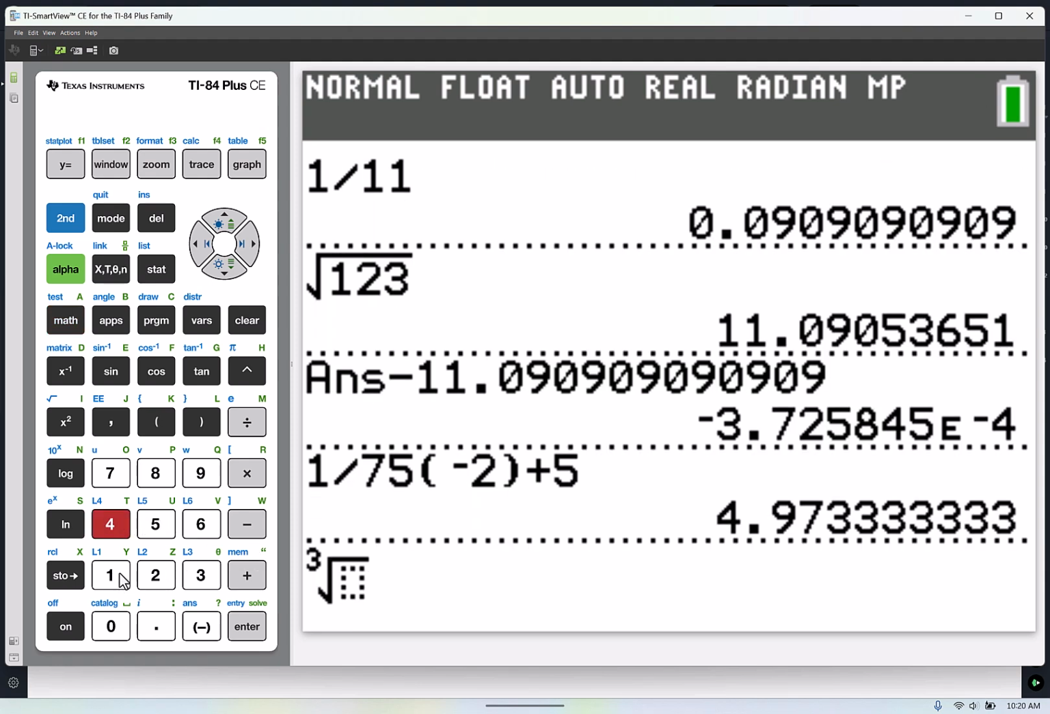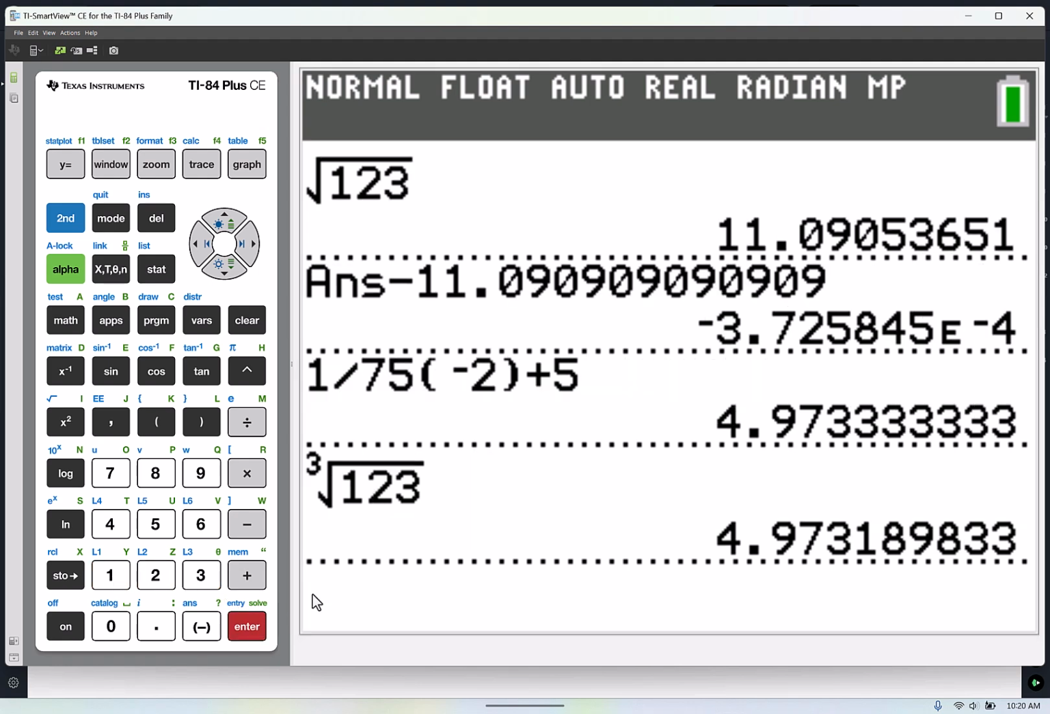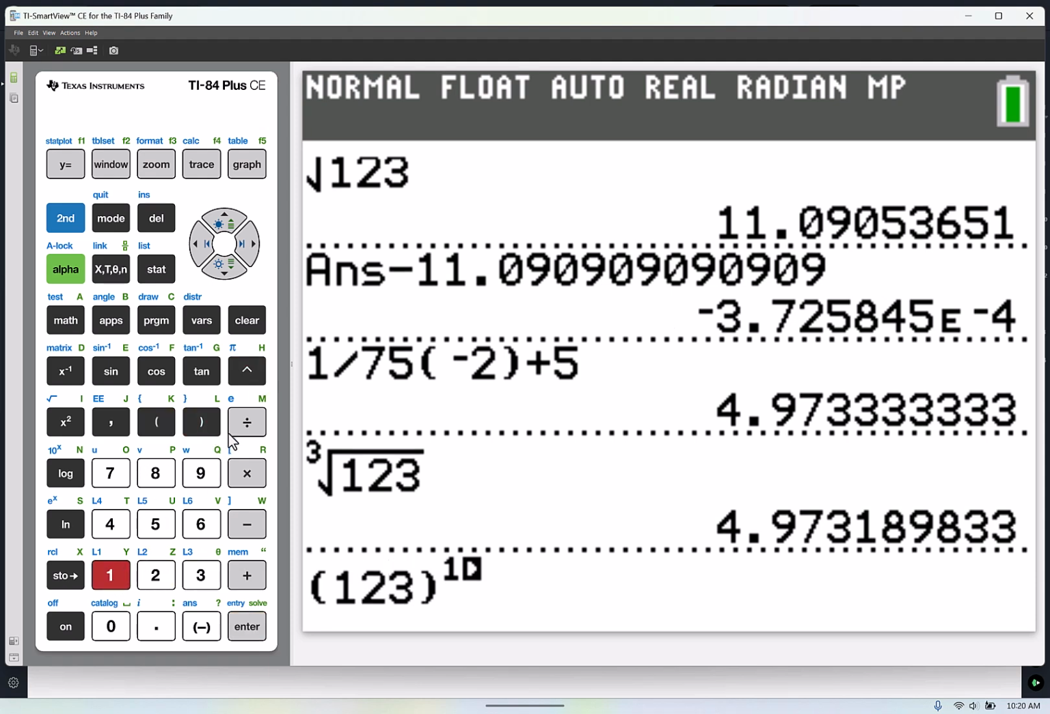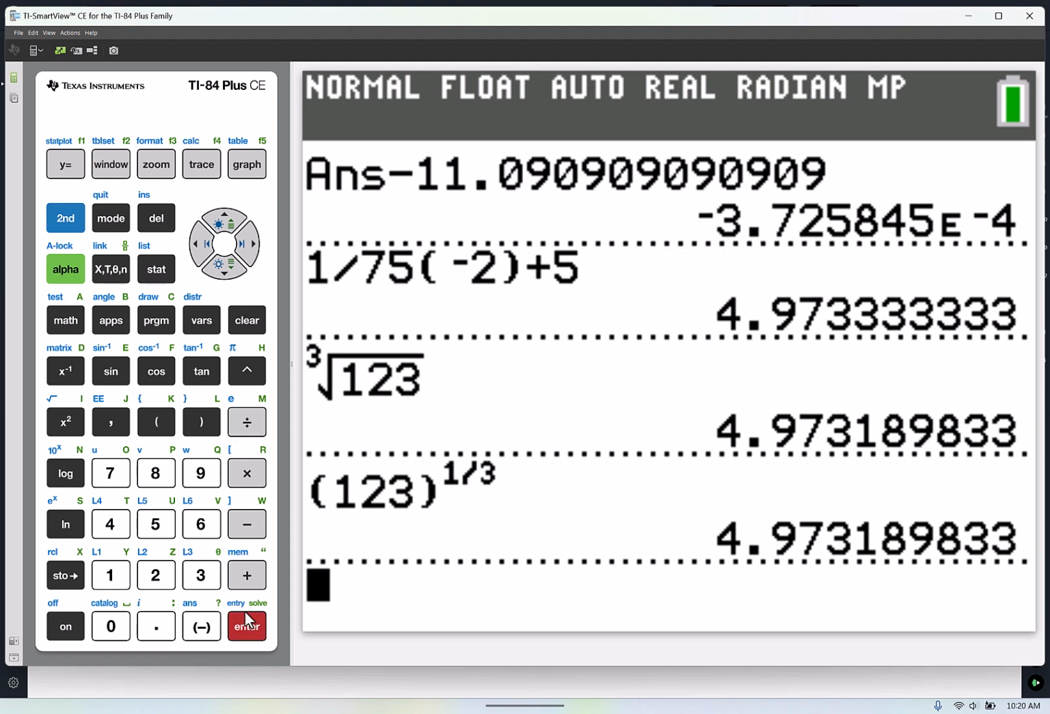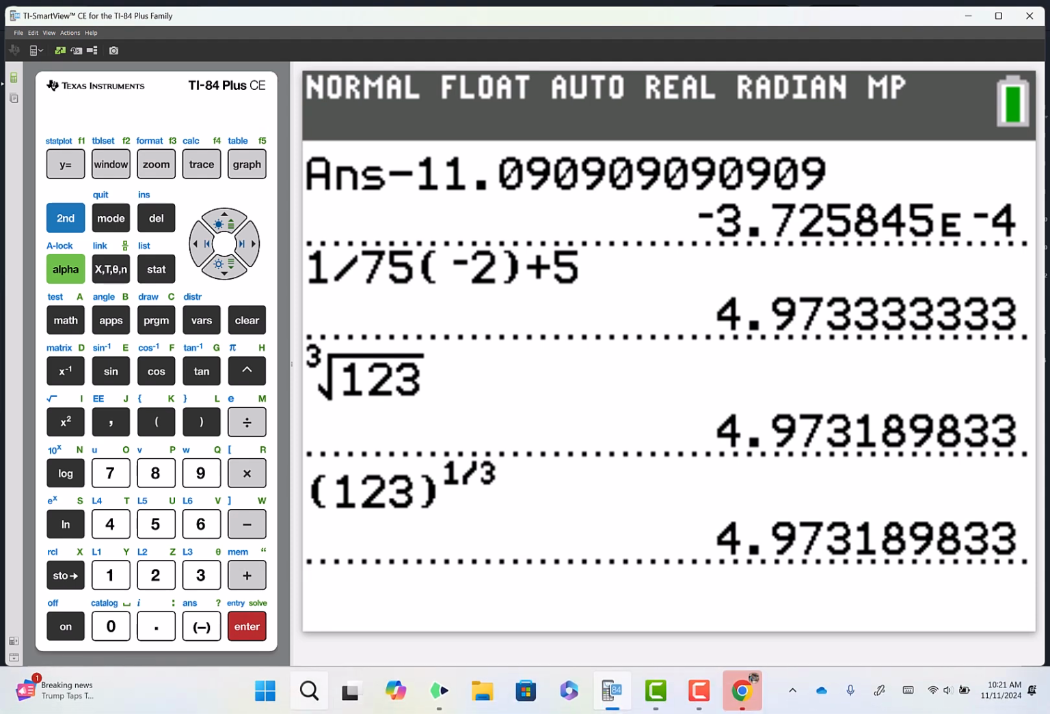What number was it again? I already forgot. 123. Let's see how close it is. Look at that. Look how close that number is, guys. By the way, you don't need the cube root. You could have just done this. Parenthesis 123, close it, to the power 1/3. You could have done this. And it's the same thing. Just make sure you know how to use your calculator, guys. You can be so fast with this calculator.